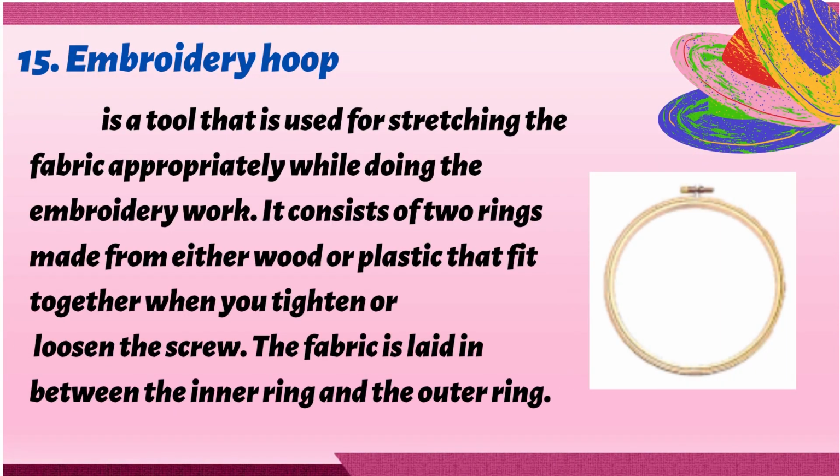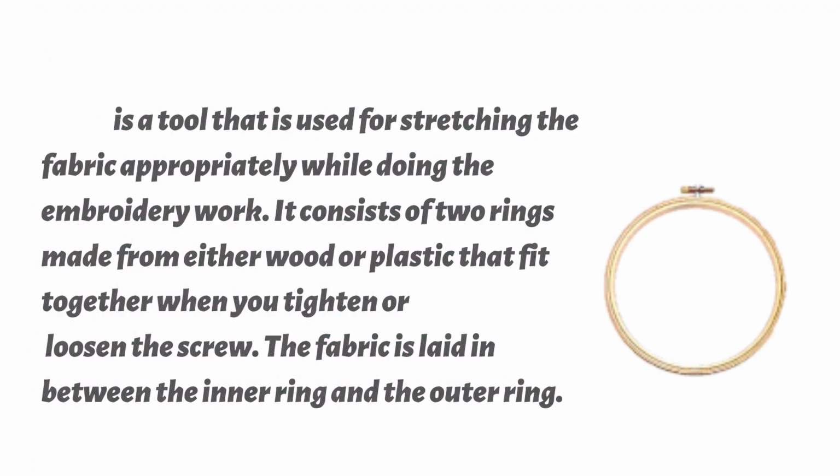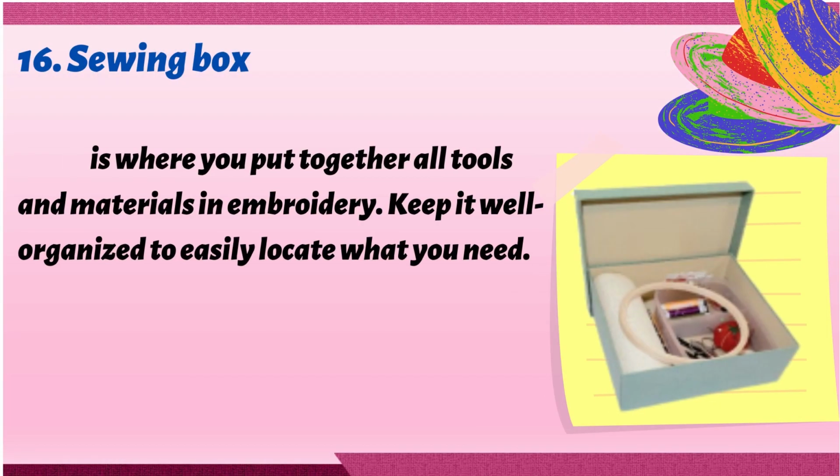Embroidery hoop. Embroidery hoop is a tool that is used for stretching the fabric appropriately while doing the embroidery work. It consists of two rings made from either wood or plastic that fit together when you tighten or loosen the screw. The fabric is laid in between the inner ring and the outer ring. Sewing box. Sewing box is where you put together all tools and materials in embroidery. Keep it well organized to easily locate what you need.